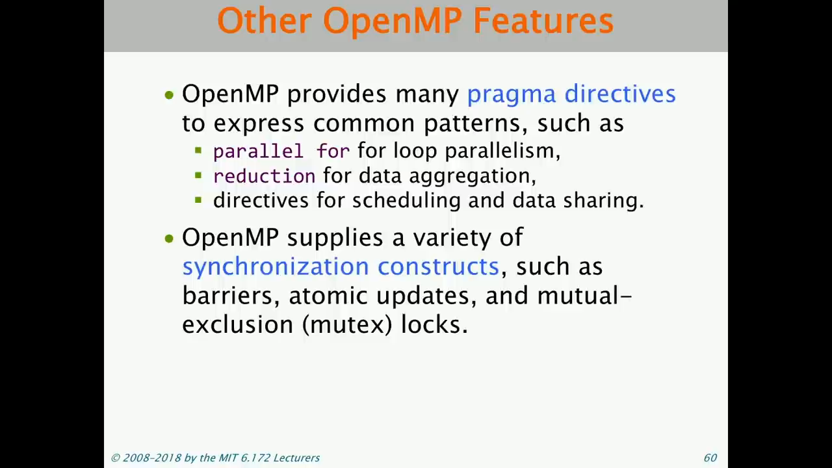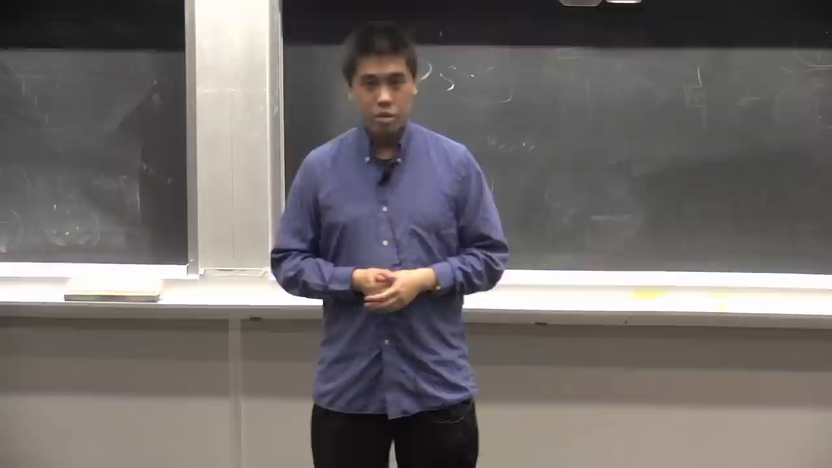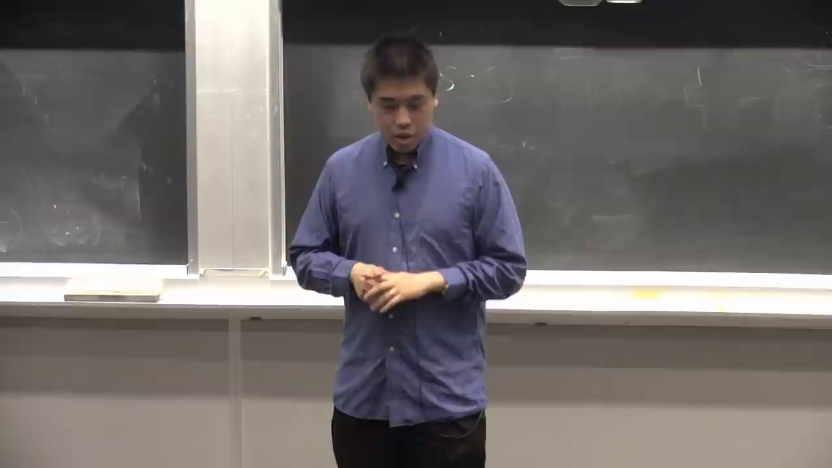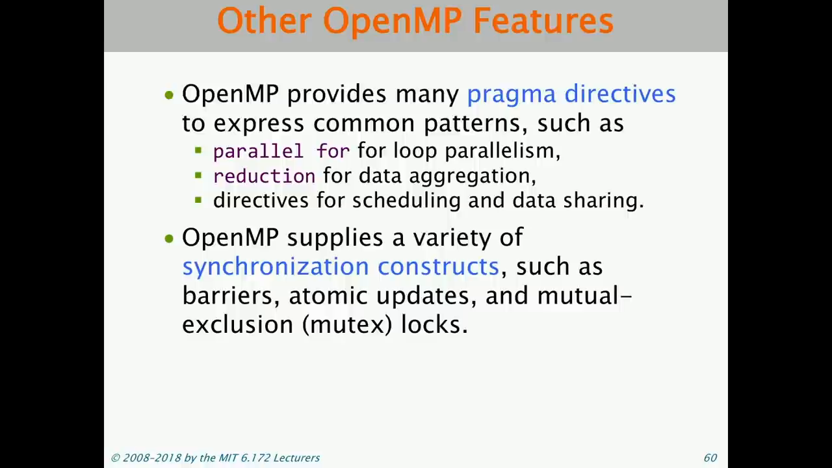And OpenMP also provides many other pragma directives in addition to task. So we can use a parallel for to do loop parallelism. There's reduction. There's also directives for scheduling and data sharing. So you can specify how you want a particular loop to be scheduled. OpenMP has many different scheduling policies. They have static parallelism, dynamic parallelism, and so on. And then these scheduling directives also have different grain sizes. The data sharing directives are specifying whether variables are private or shared. OpenMP also supplies a variety of synchronization constructs, such as barriers, atomic updates, mutual exclusion, or mutex locks.